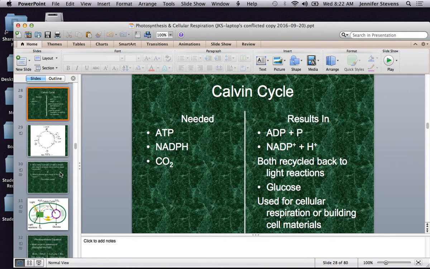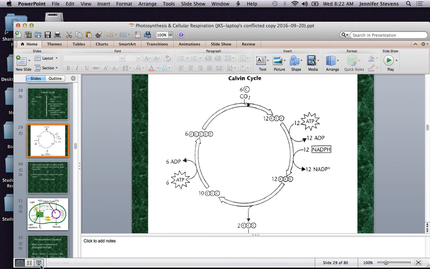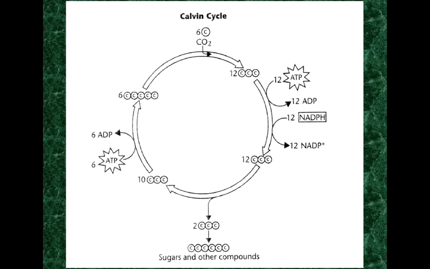Okay, sorry about that. So in any case, the Calvin cycle, we get all of this out. So the glucose is used for our cellular respiration, which is the second half of what we're looking at, or for building our cell materials. So we're going to move over into our handouts packet again and work with the Calvin cycle.